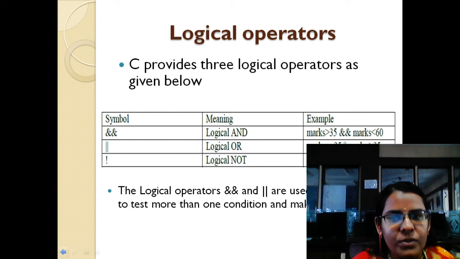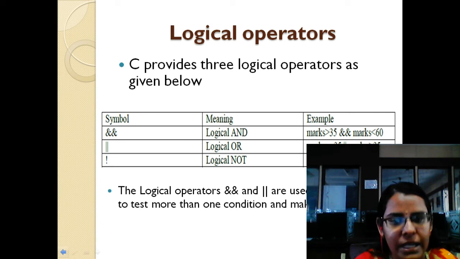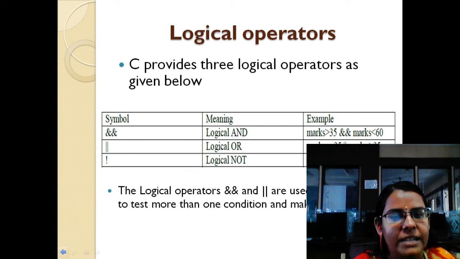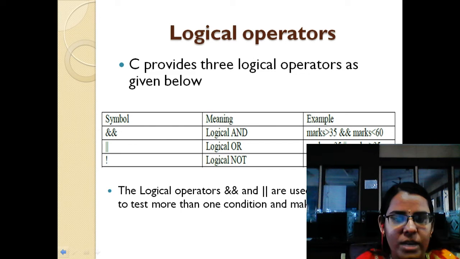Then logical operators. So what are logical operators? There are three logical operator functions we perform in a condition. The first is logical AND, then logical OR, and logical NOT. These are among the decision making conditions. In looping statements, we will use these logical operators.